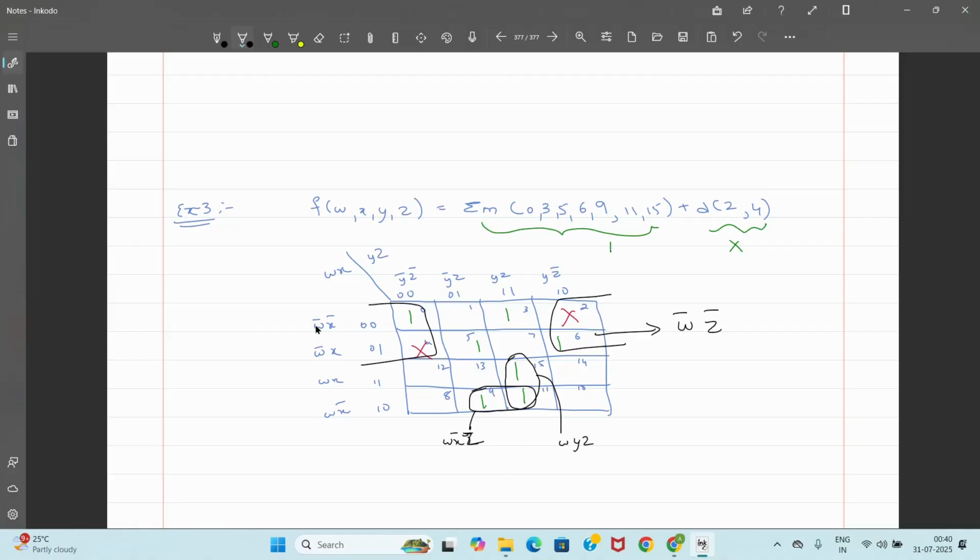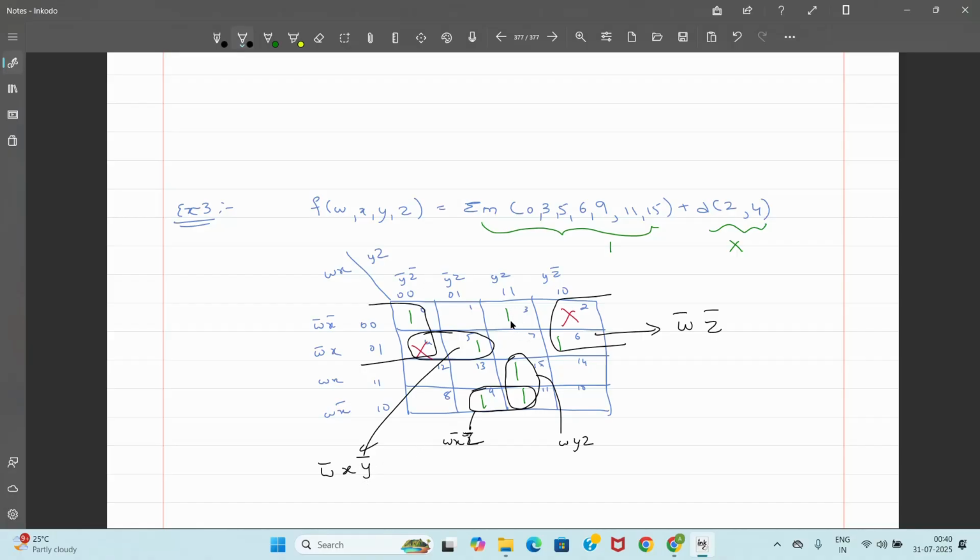Okay, from these two rows, the fixed value is W bar. From these two columns, the fixed value is Z bar. Now we have two more ones that are left out, and you have to see how you can combine them. For this cell number 5, there is only one option. You can take the help of this X and make a pair. Instead of assuming it as single, you can take the help of the don't care and make a pair there. Okay, and the equation for this will be W bar X Y bar.